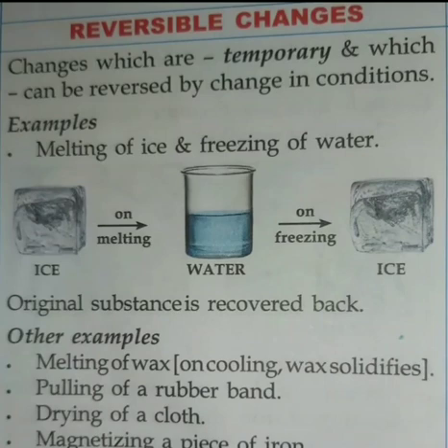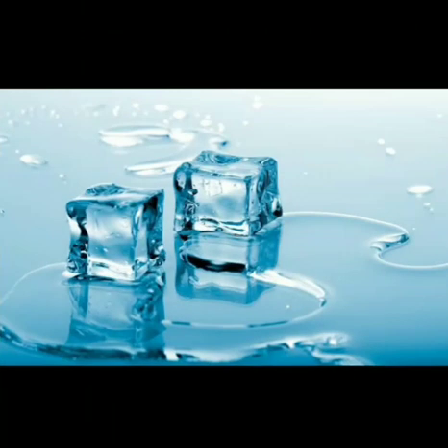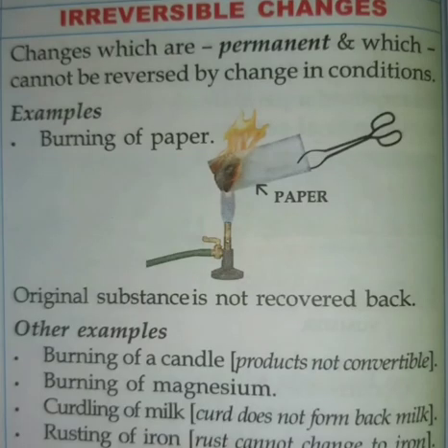You can say that melting of wax, pulling of a rubber band, drying of a cloth, and magnetizing of a piece of iron. These all are examples of reversible changes, because they are temporary changes and can be reversed to the original substance by changing the condition. Okay, so these are the examples of reversible changes. See from the figure you can find out melting of ice. Okay, when it gets the temperature, ice will be converted into water. When you cool it, water again comes back to its original state, that is solid state, ice. So these are the examples of what? Reversible changes. Now next one is irreversible changes.